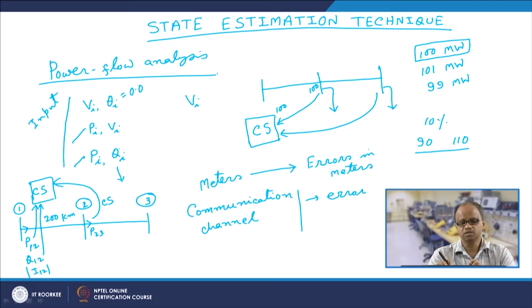So, the state estimation technique basically concerns estimating the unknown quantities in the presence of measurement error. When we use the term measurement error, we are taking into account the fact that this error may come due to the inherent error of the meters, or may crop up due to the error in the communication channel, or both. So, now our problem is how to calculate or estimate the unknown quantities in my system in the presence of metering errors. That is the essence of the state estimation method.